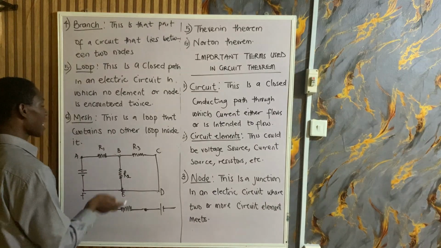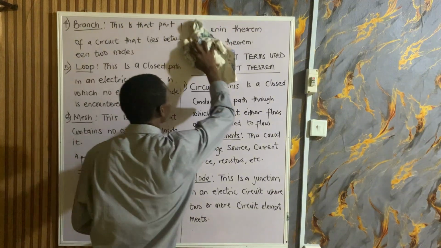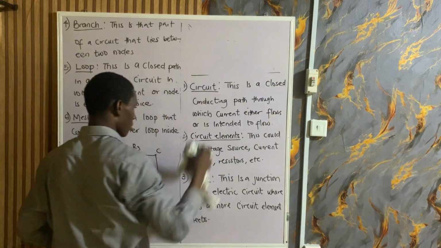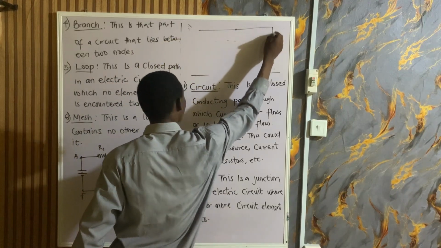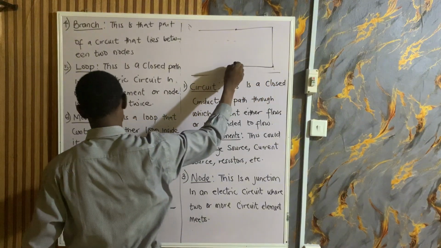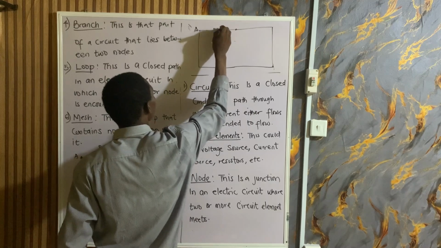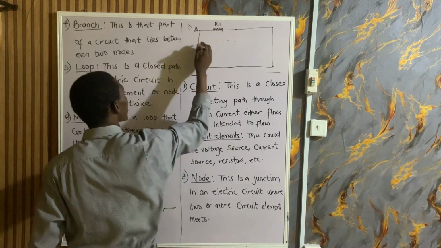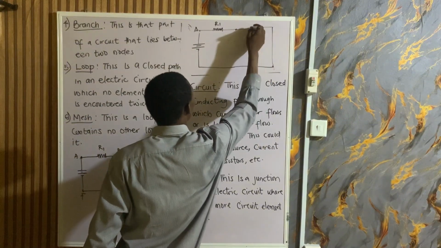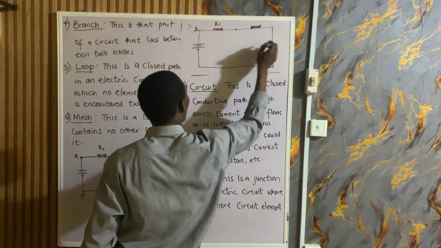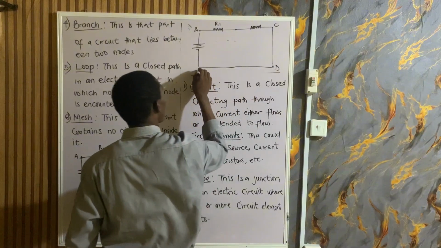But there's another loop here that cannot be called a mesh. Let me show that. That can be seen here now. Pay attention now. We have A, C, D, F, A. A, C, let me put the resistors. R1, then we have the cell here. Sorry, we have this resistor here. And then that's all. A, C, D, F, A.